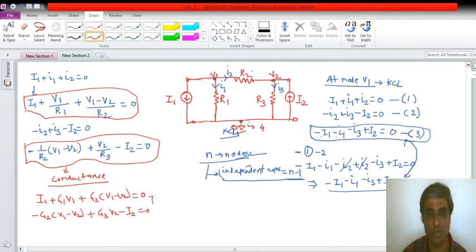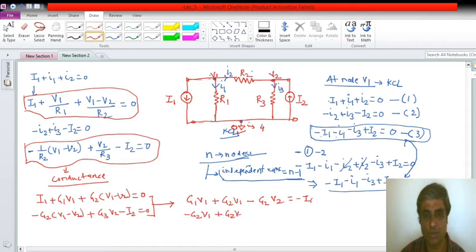Now let us write this equation systematically. So what will it be? G1 V1 plus G2 V1 minus G2 V2 will be equal to minus I1, right? And for the second, it will be minus G2 V1 plus G2 V2 plus G3 V2 is equal to I2. So what is the result?